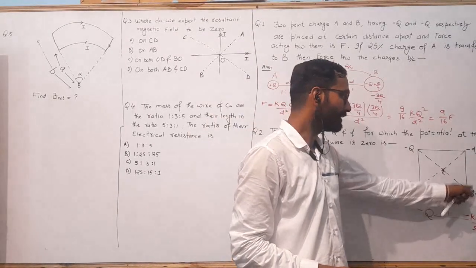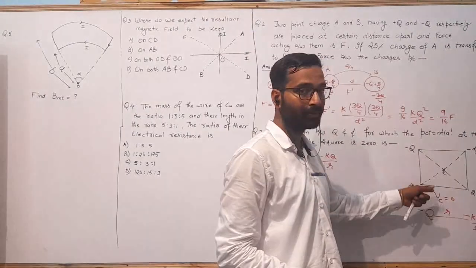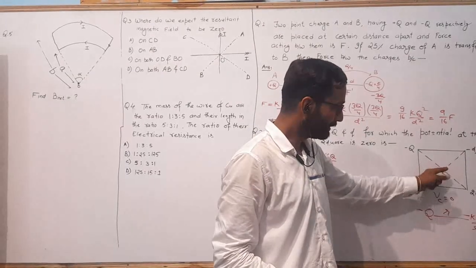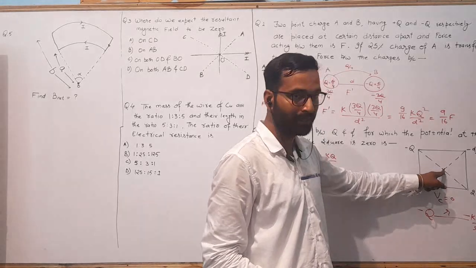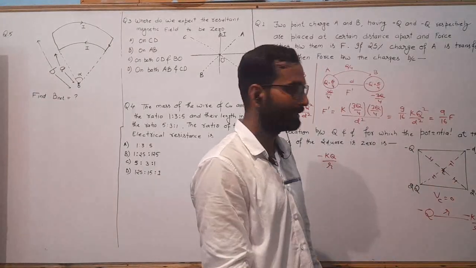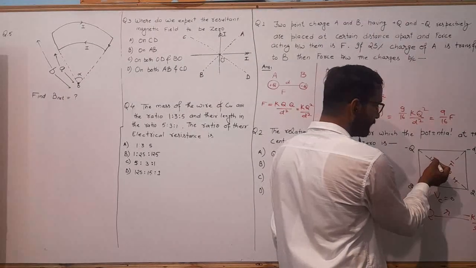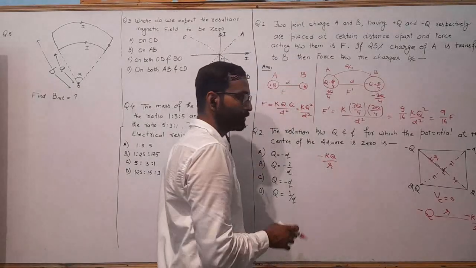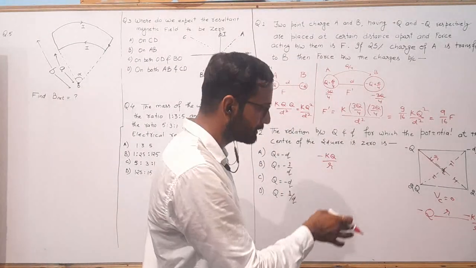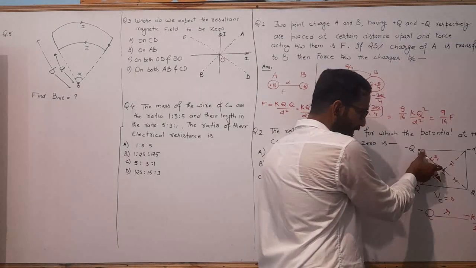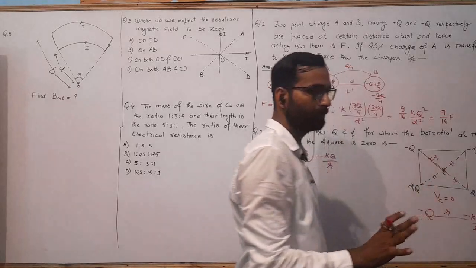Listen carefully. This is a square, and the diagonals of the square are the same. That means the length of this and the length of this are the same, and they cut each other at the middle point. That means this length, this length, this length, and this length are all the same. Let's suppose this length is r. Both are similar because the lengths are equal. The whole length will be equal to this length, and the half length will be similar.